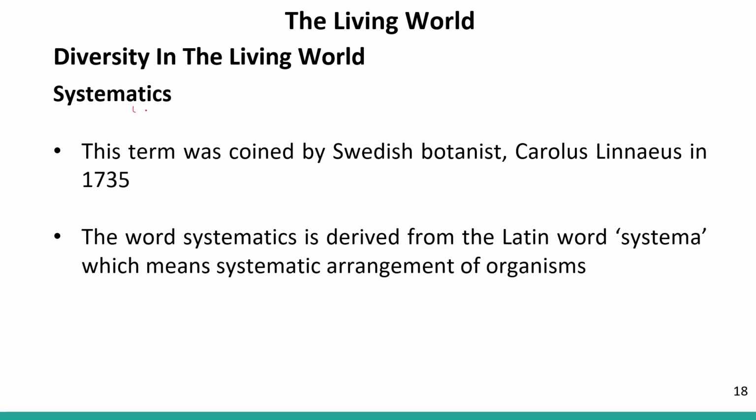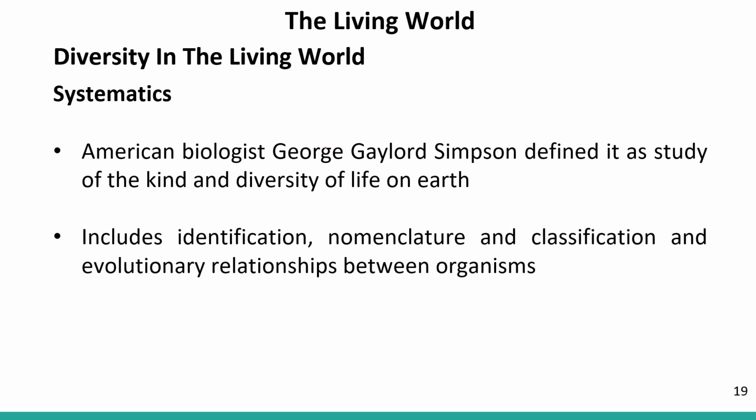Now, the next term is systematics. So what is systematics? The term was coined by Carolus Linnaeus, who was a Swedish botanist. And the word systematics is derived from the Latin word systema, which means systemic arrangement of organisms. Now, the American biologist George Gaylord Simpson defined systematics as the study of kind and diversity of life on Earth.